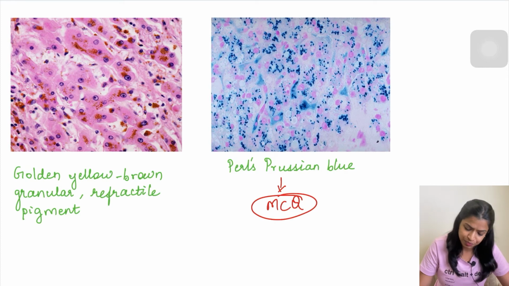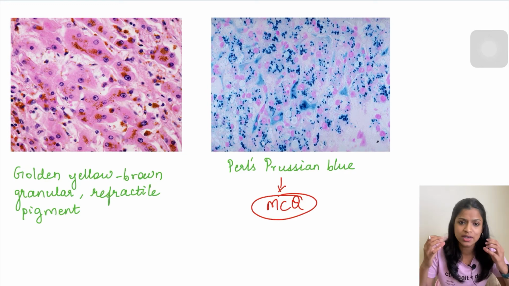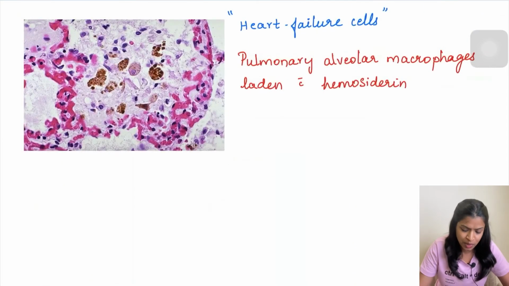Okay, so we saw about hemosiderin, which was nothing but ferritin only. Ferritin, which is the storage form of iron. The ferritin micelles are getting accumulated into hemosiderin granules, and they stain with the Pearl's Prussian blue. Also, hemosiderin-laden macrophages I told, right? So in many places we can see these hemosiderin-laden macrophages.